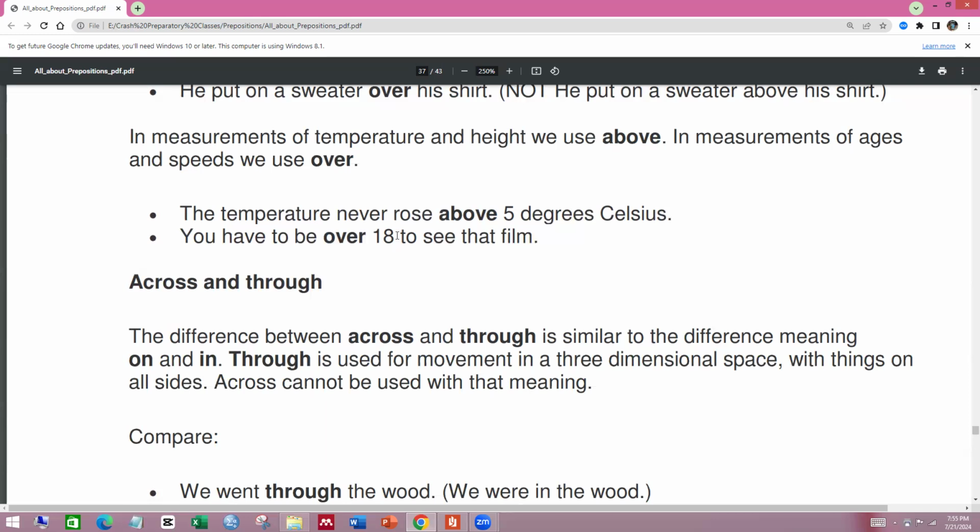Okay, across and through. The difference between across and through is similar to the difference between on and in.